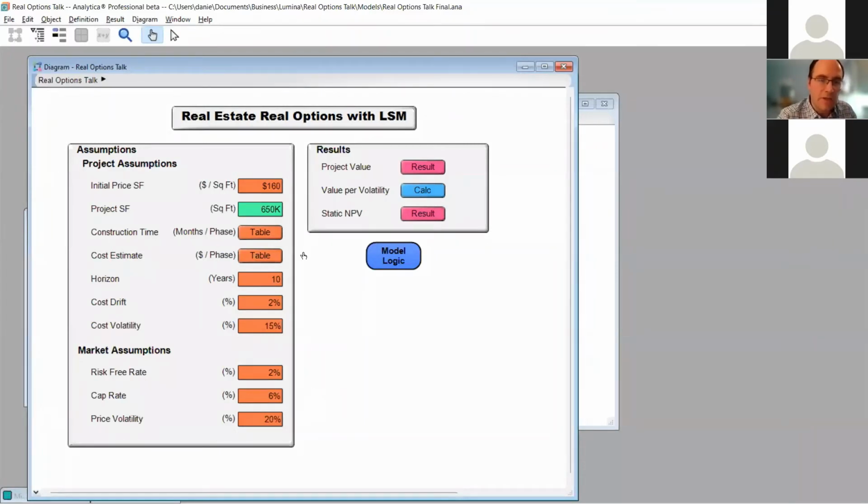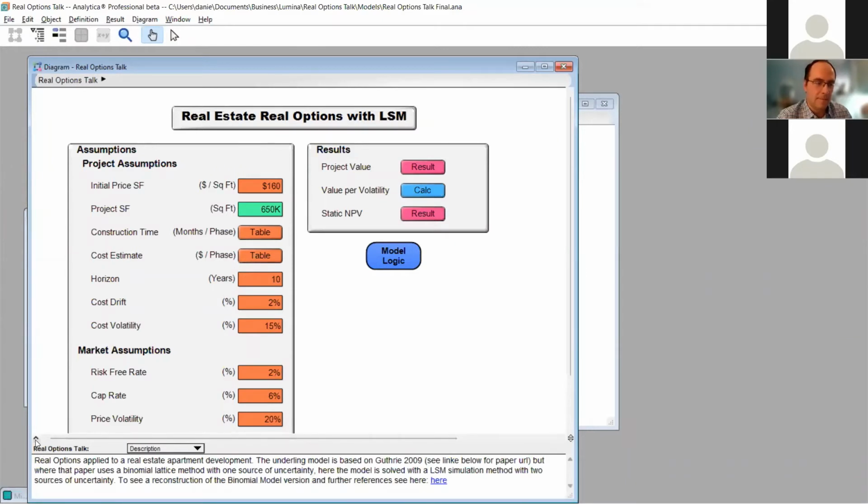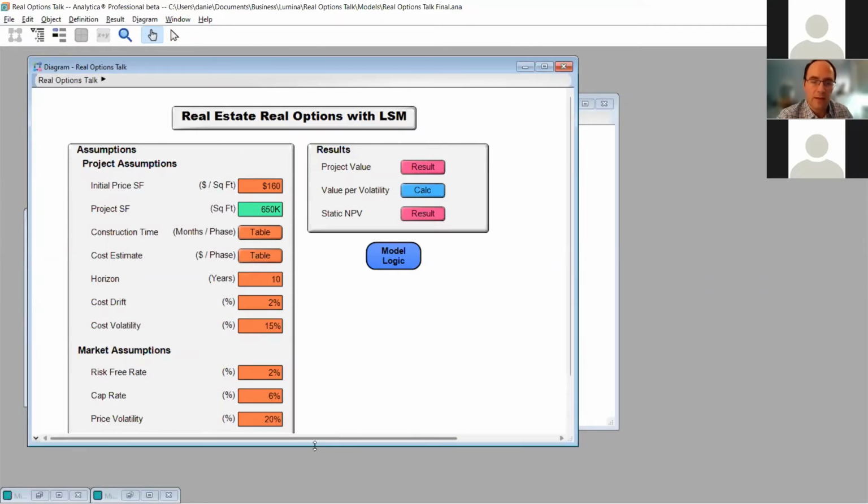real estate options model. Since this is probably a lot of information in a little amount of time, if you are interested in this, this is a semi-realistic model, but I based it upon another paper that solves using a similar setup with a binomial tree solution. Instead I use the LSM algorithm, and I also add another source of uncertainty. You can get that model to compare at my website, there's a link here, and this model will be there as well so that you can have access to it.